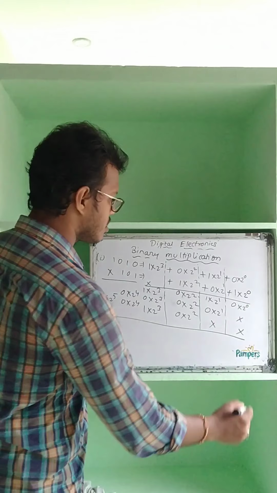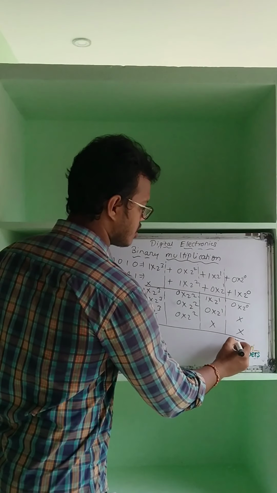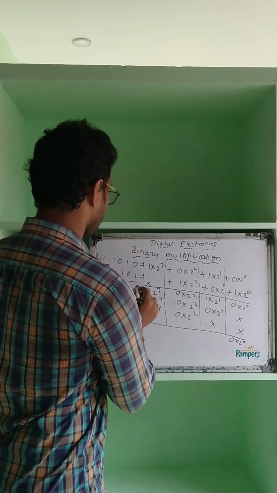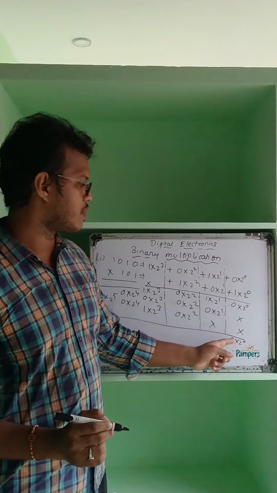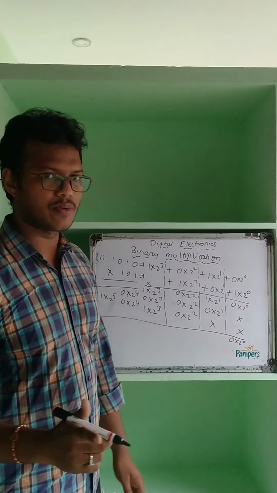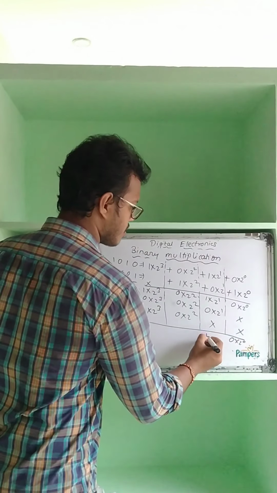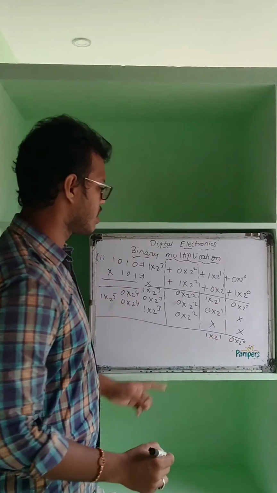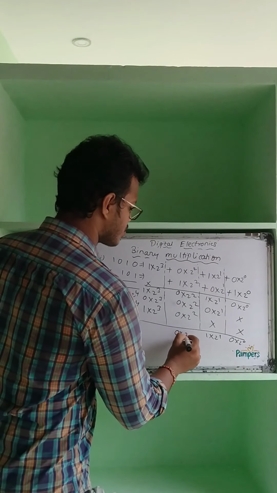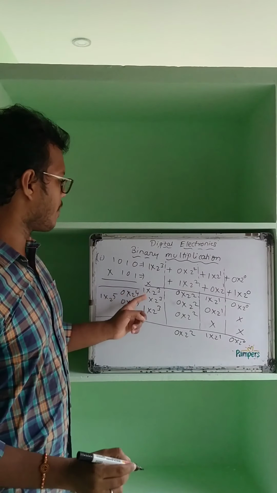Add the numbers. So what you get? 0 into 2 power of 0. Okay. 0 into 2 power of 0. 1 plus 0 means 1. 1 into 2 power of 1. 0 plus 0 plus 0. 0 into 2 square. 1 plus 1.